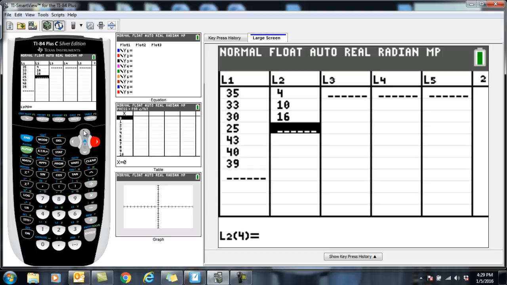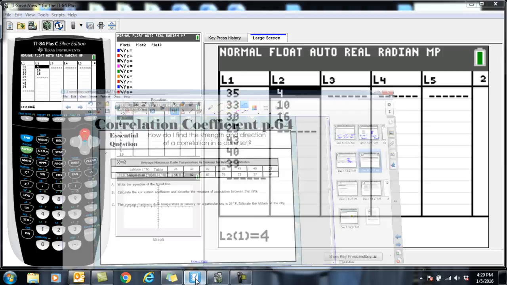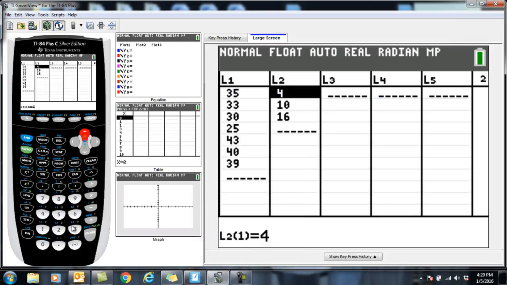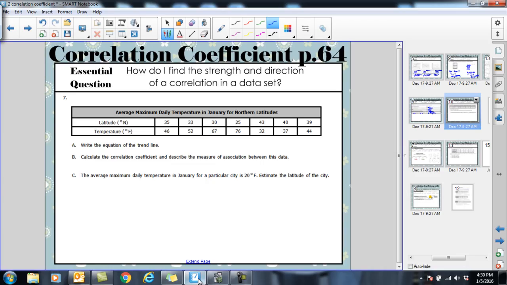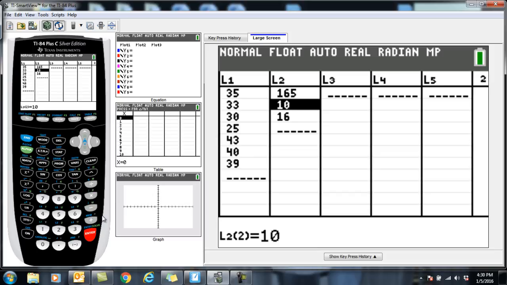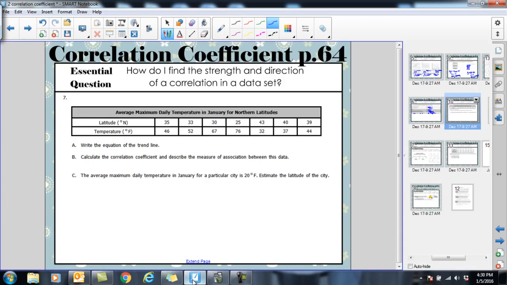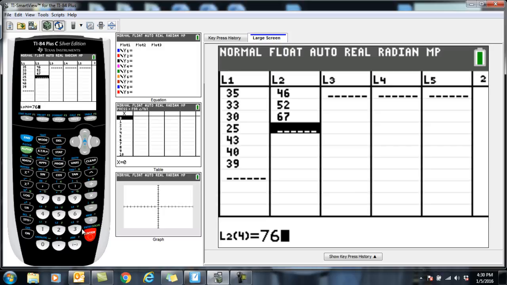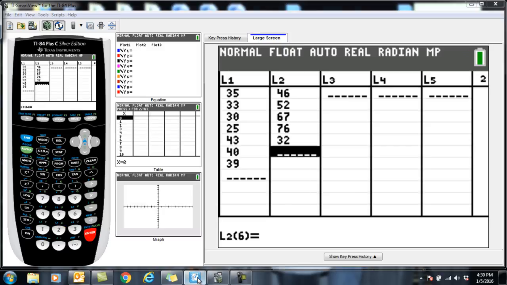And then in the other list, list 2, I'm going to put my other values, which are my values for temperature. So I have 46, 52, 67, and then I have, oops, oh, we have a problem. I don't know how to type. 46, 52, 67, 76, and 32, and then 37, 44.